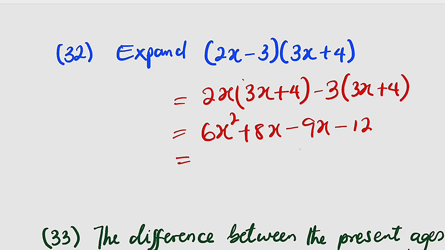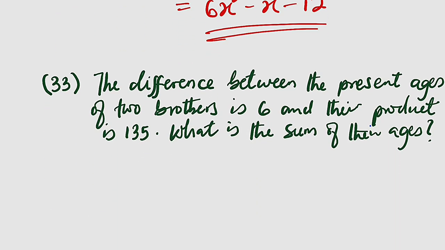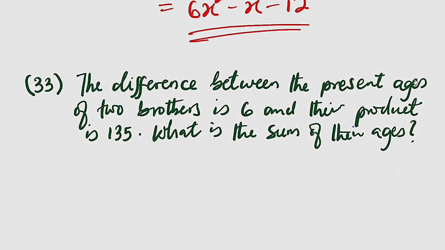Then the middle terms, we can add them together. This is 6x squared. This and this will give us negative x, then minus 12. And we are done. Question number 33. The difference between the present ages of two brothers is 6 and their product is 135. We are asked to find the sum of the ages.